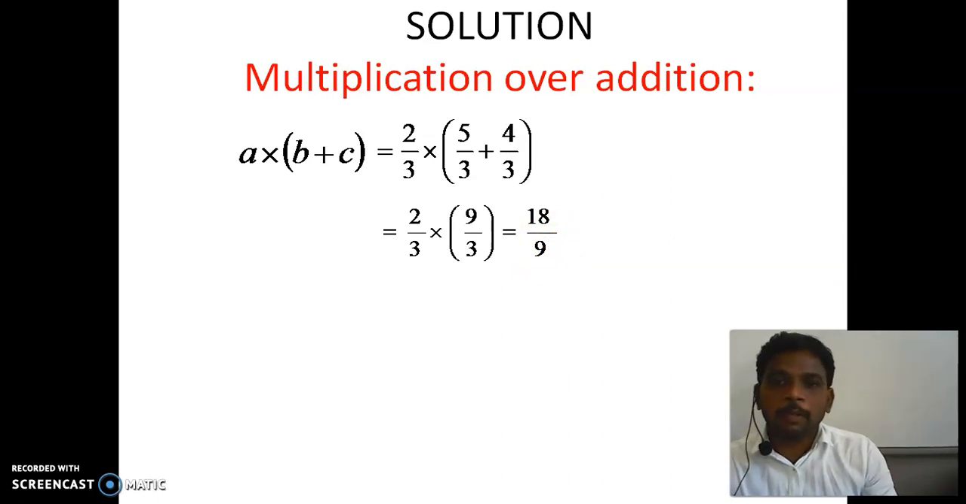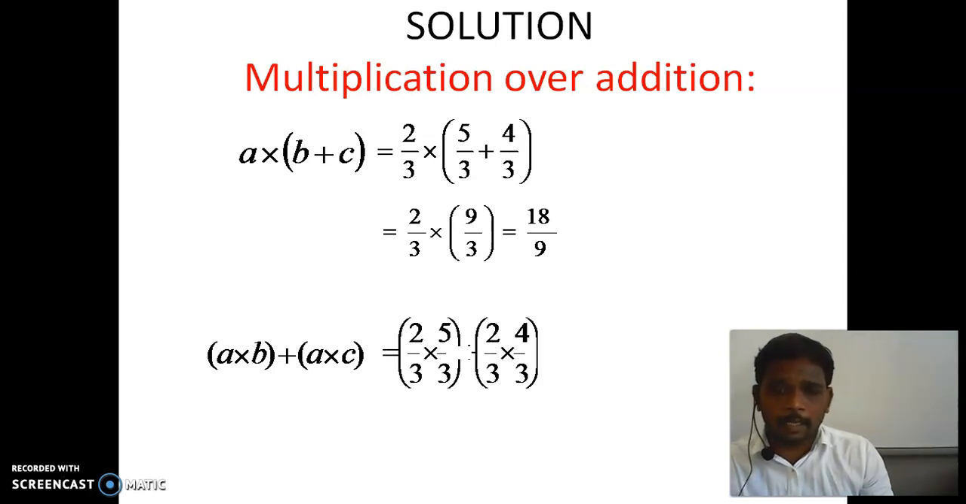Next we are going to find the right hand side value of the distributive property. So a into b plus a into c. Again we are going to substitute the values of a, b and c as they are. So look here: instead of a, 2 by 3; instead of b, 5 by 3; again instead of a, 2 by 3; instead of c, 4 by 3. Now we are going to multiply. First simplify the numbers inside the bracket.